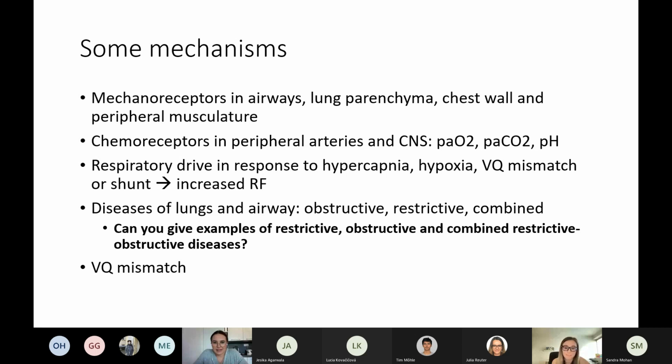And I just want to ask if you can give me some examples of restrictive disease. Anyone? Fibrosis? Yeah, fibrosis. And then you have obstructive disease. Any examples? COPD, asthma. Yeah. And then you have combined restrictive and obstructive diseases, which are, for example, again, COPD, which can also be of that category.